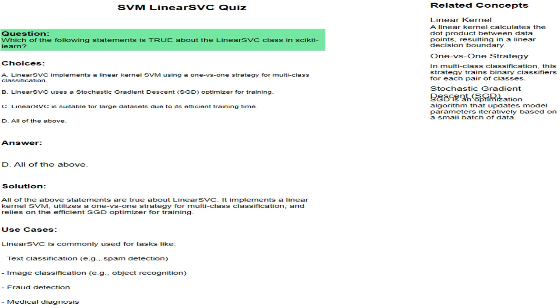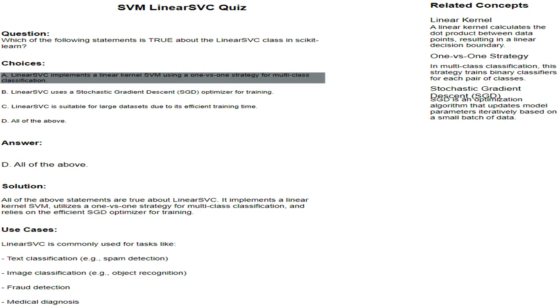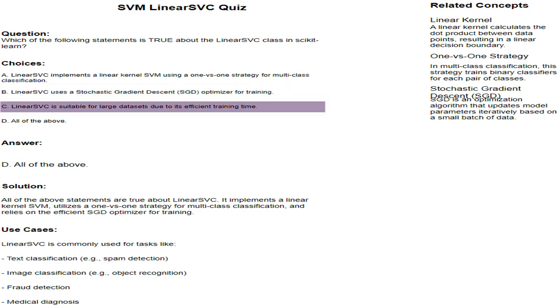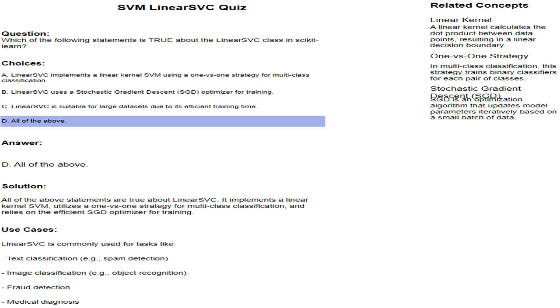Which of the following statements is true about the linear SVC class in sklearn? A. Linear SVC implements a linear kernel SVM using a 1vs1 strategy for multi-class classification. B. Linear SVC uses a stochastic gradient descent (SGD) optimizer for training. C. Linear SVC is suitable for large data sets due to its efficient training time. D. All of the above.